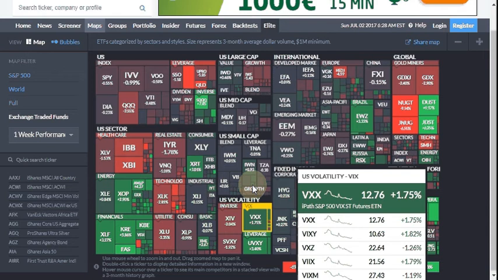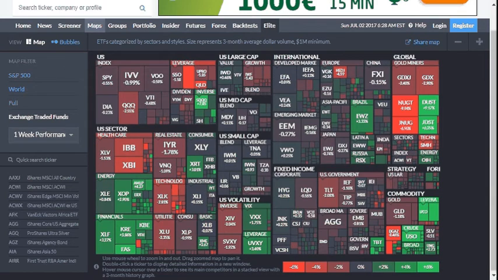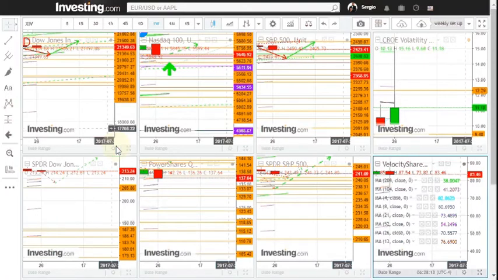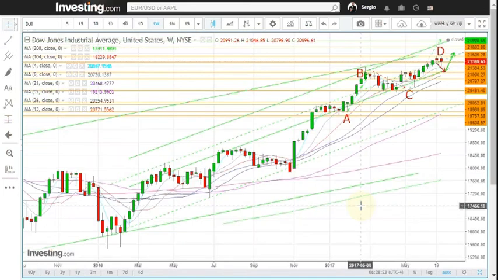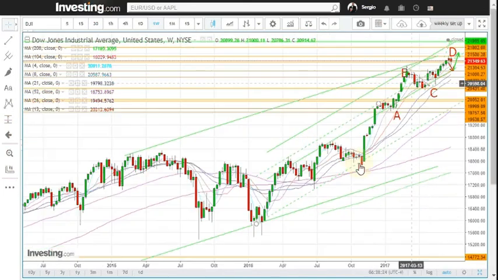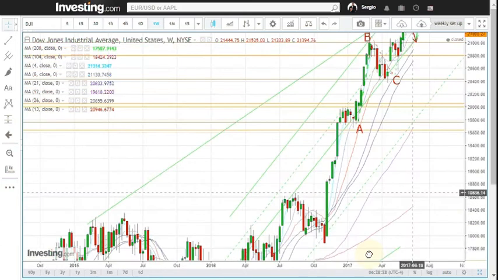Okay, so now let's move on. Let's have a look at the charts. So now here we go. First of all, we're gonna begin with the Dow Jones Industrial Average. We see the uptrend channel, and now let's have a look at the price action over here.